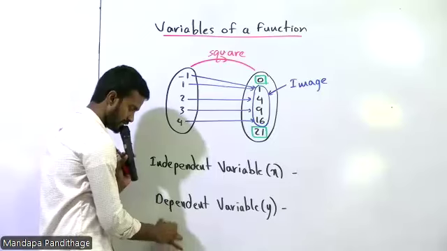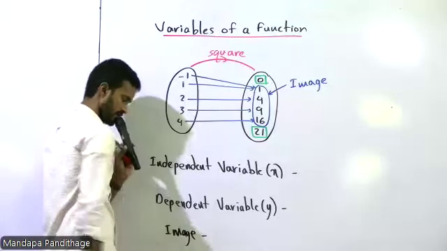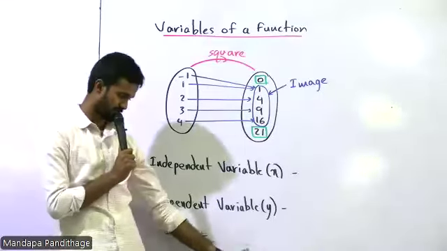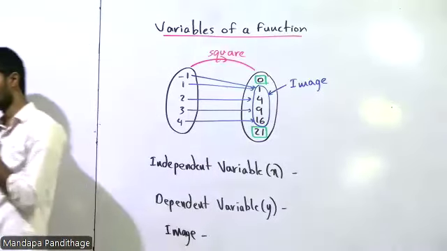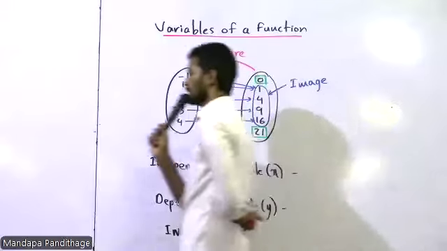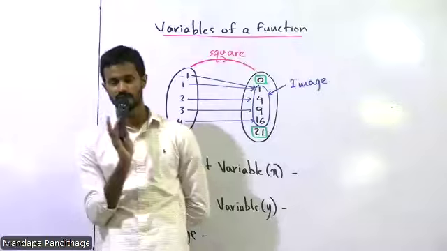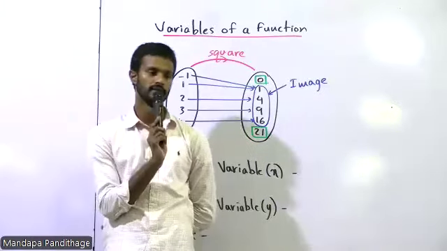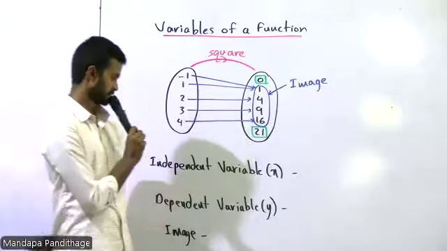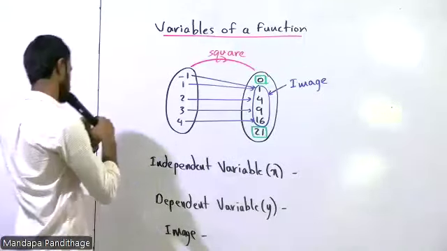Okay, next one, write the third one: image. We have independent variable, dependent variable, and then the image. Write it this way: the corresponding dependent variable of an independent variable. That's all. So what is the image? The corresponding dependent variable of an independent variable. That's what I gave, no? Okay.